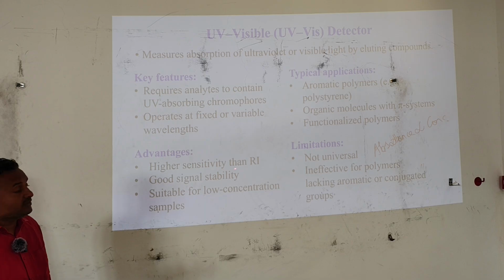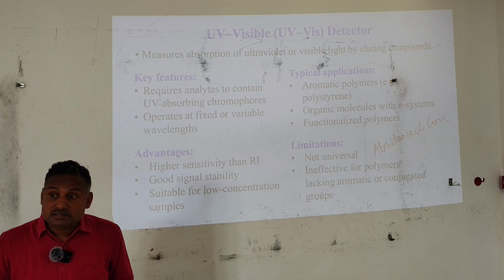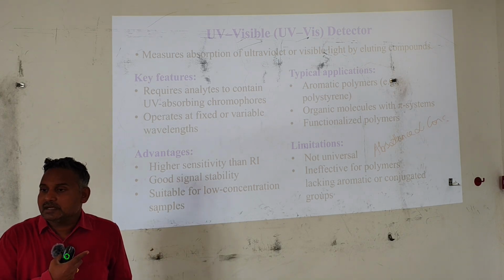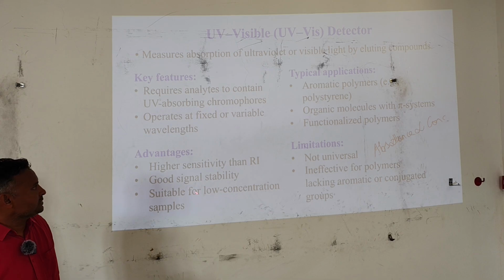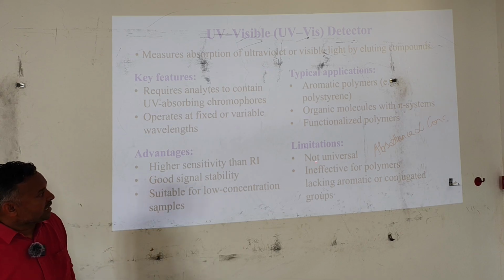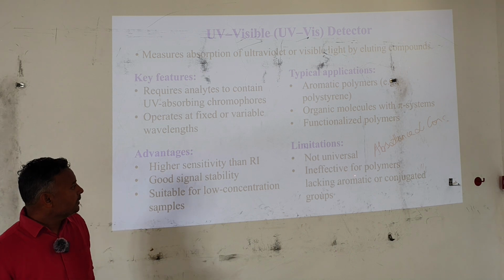Advantage: higher sensitivity than refractive index, because the refractive index detector is universal, while this is not applicable for all compounds. If the compound is not absorbing, it can't be detected. Good signal stability. Suitable for low concentration samples. Limitations: not universal. It cannot be applicable to all the compounds.